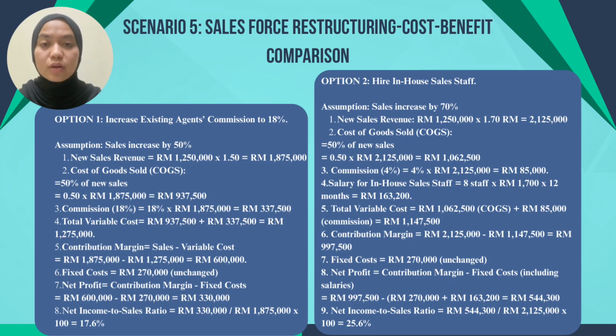17.6%. Now let's consider option 2, where the company hires 8 full-time in-house sales representatives. With this move, sales are expected to increase by 70%, resulting in projected revenue of 2,125,000 ringgit. The cost of goods sold will be 1,062,500 ringgit, and commission at 4% will total 85,000 ringgit. Salaries for the sales team will amount to 163,200 ringgit annually.